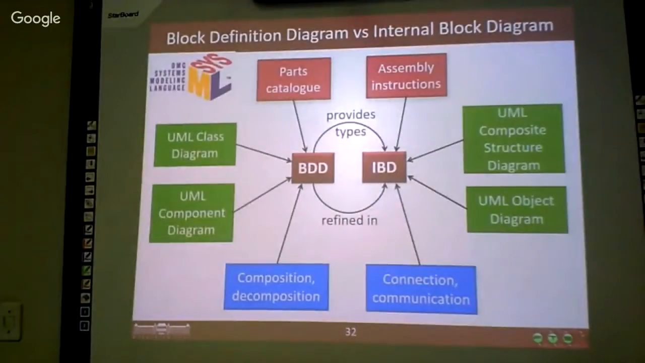You can imagine them. So I mentioned, BDD is our parts catalog. It is used to define the composition and the decomposition. So they are related to UML class diagram and UML component diagram, but they are not the same. So be careful. And BDD provides types for the IBD. IBD provides the assembly instructions for our system, and it defines the connection and the communication. It is more related to UML composite structure diagram and UML object diagram, but they are not the same.